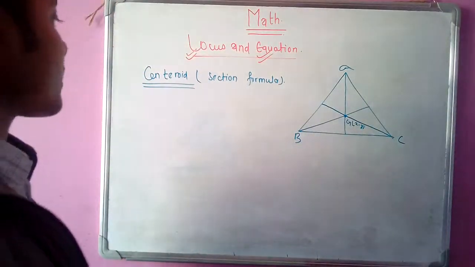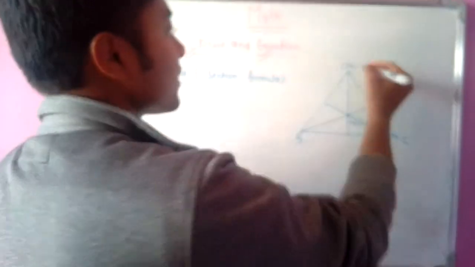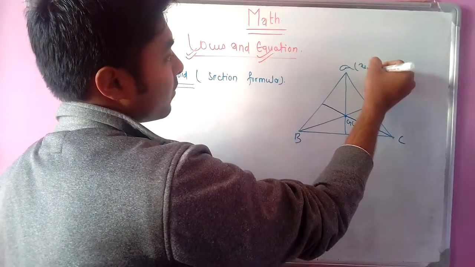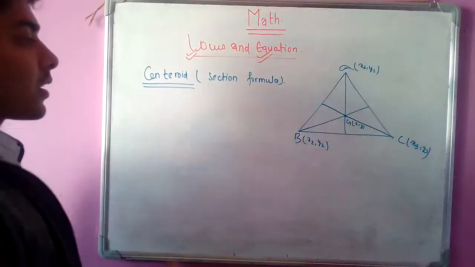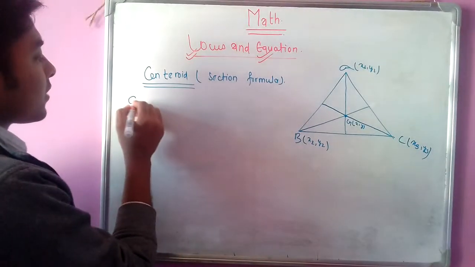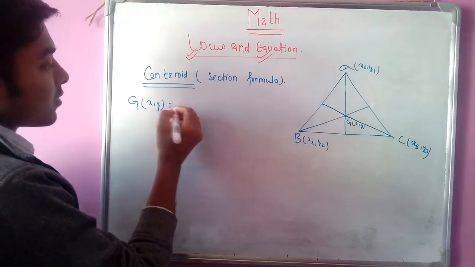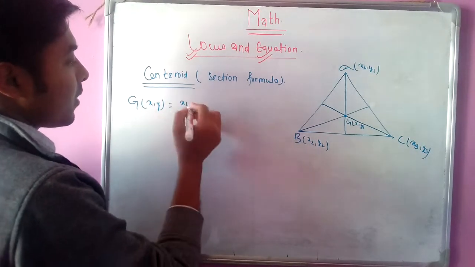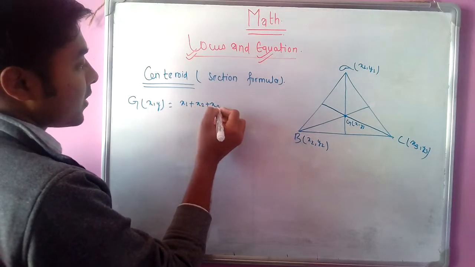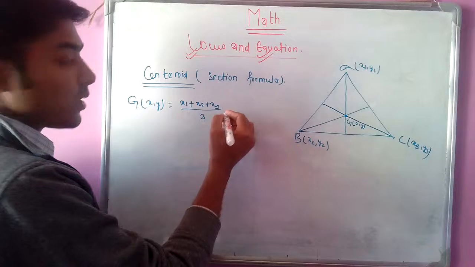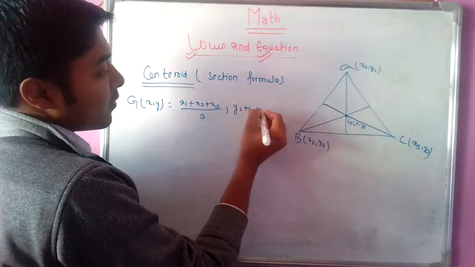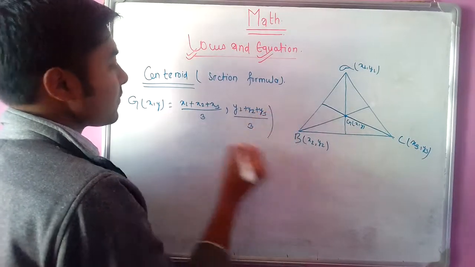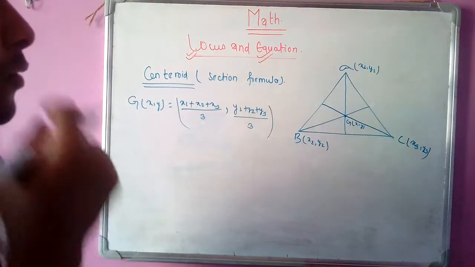What is the formula for calculating the centroid? If the vertices are x1 y1, x2 y2, x3 y3, now we will discuss how to calculate the centroid. Centroid G(x, y) is equal to x1 plus x2 plus x3 by 3, and for y, y1 plus y2 plus y3 by 3. This is the formula to calculate the centroid of a triangle.